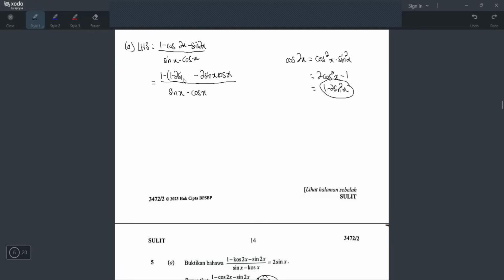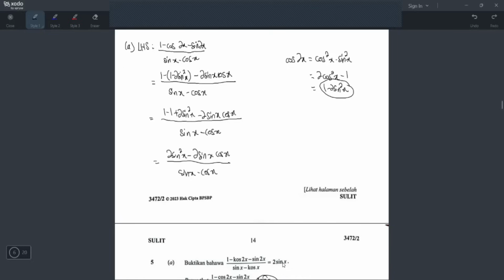1 minus 2 sine square x. So what happens if you convert to 1 minus 2 sine square? The 1 minus 1 will become minus 1, and then minus minus becomes plus 2 sine square x minus 2 sine x cos x. And then 1 minus 1 becomes 0. So you're left with 2 sine square x minus 2 sine x cos x, over sine x minus cos x.